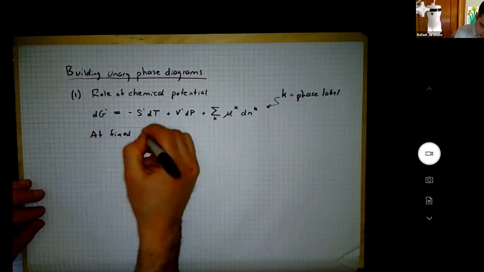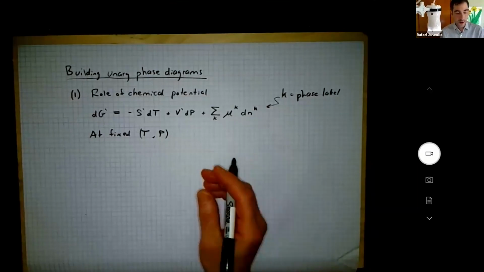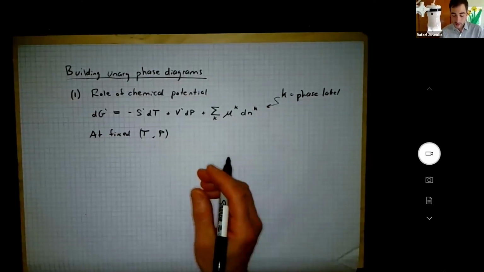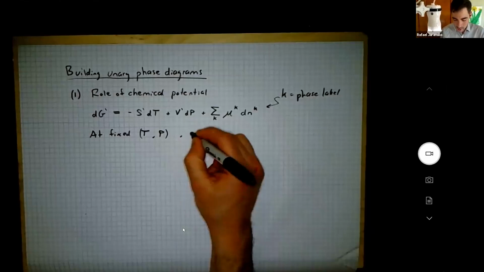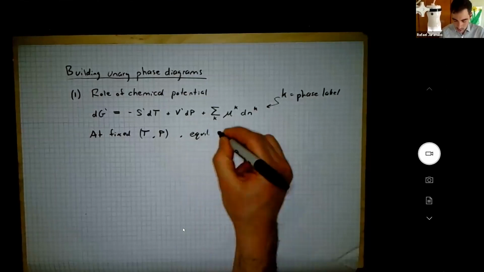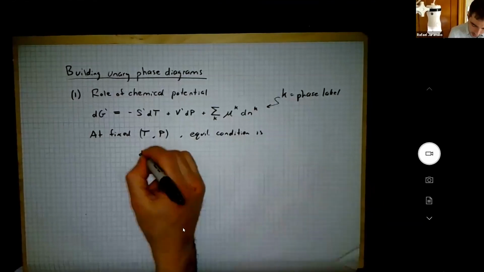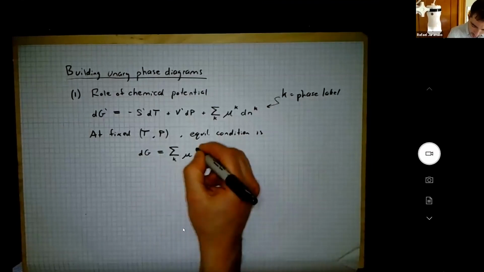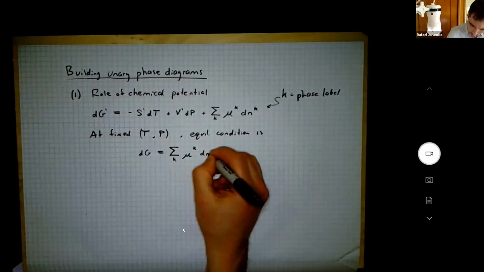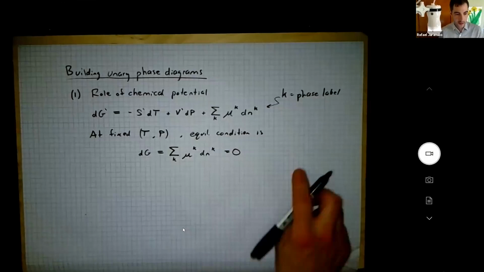Okay, good. So at fixed temperature and pressure, I get to ignore two thirds of the right-hand side of the equation. That's why those are the natural variables. At fixed temperature and pressure, the equilibrium condition is dG equals 0. It becomes really rather simple. So let's talk about what that means in reality.